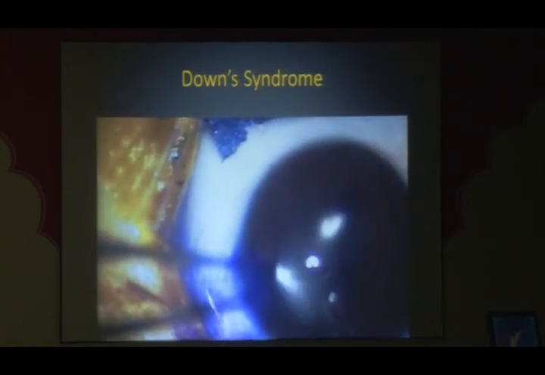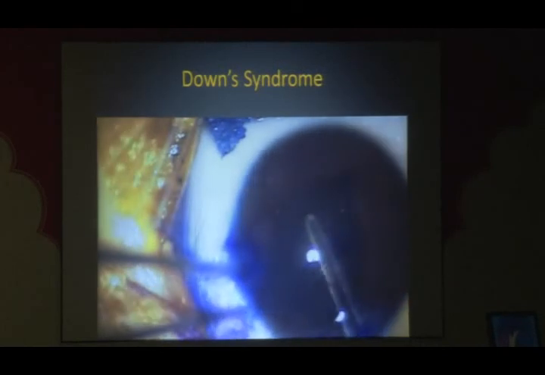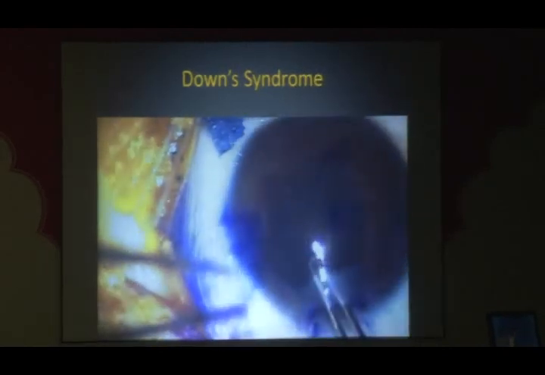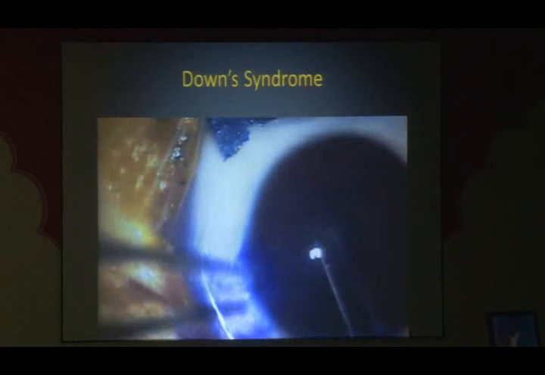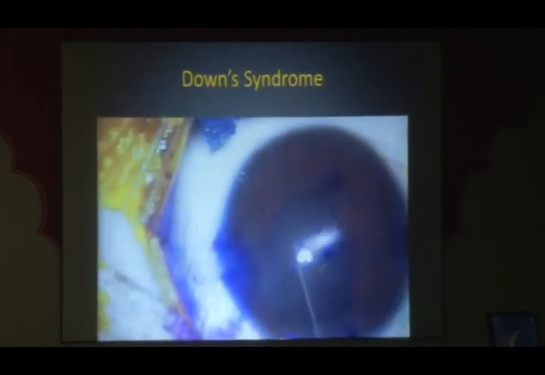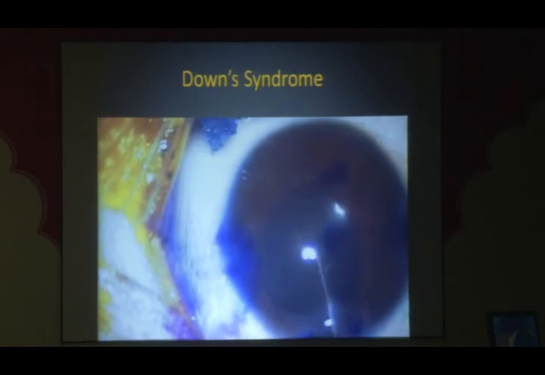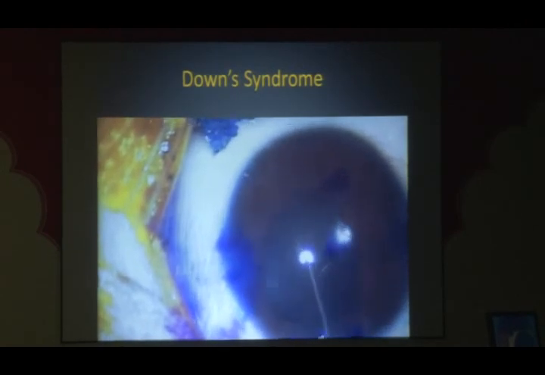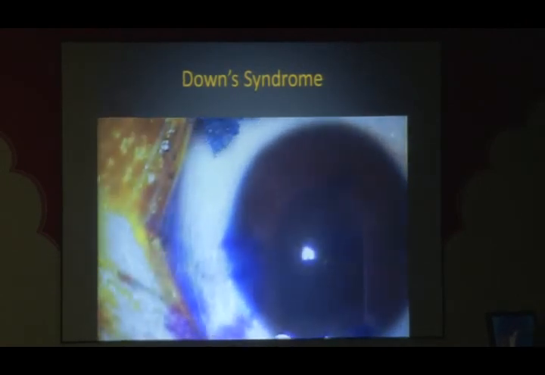Finish the capsulorhexis. And now I'm working on pressing that lens down into the posterior capsulorhexis.